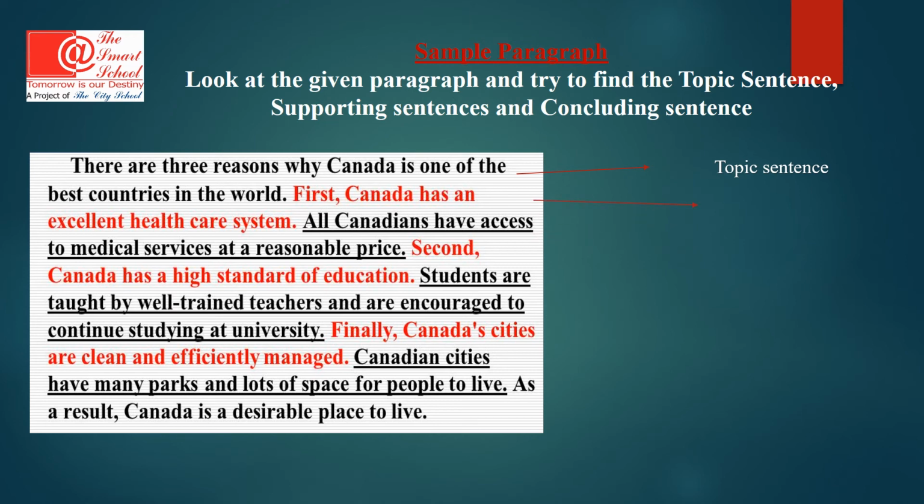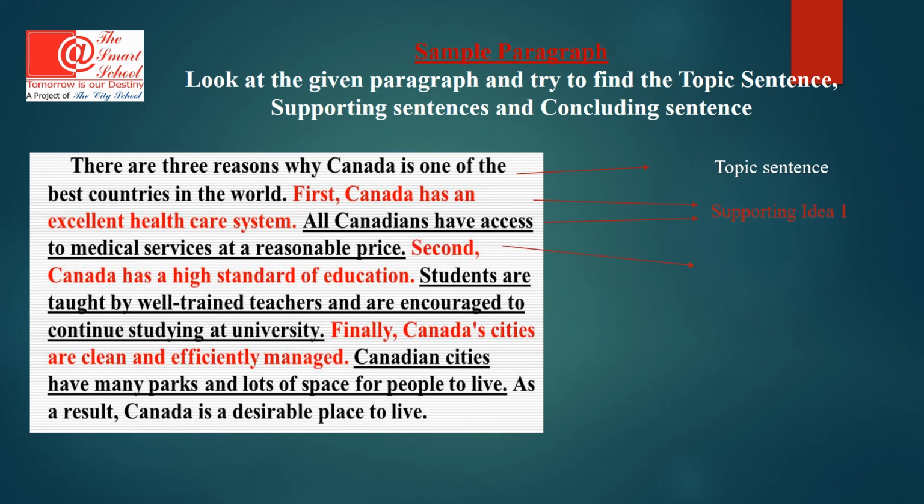First, Canada has an excellent healthcare system and all Canadians have access to medical services at a reasonable price. Now these are the first supporting ideas. What is the first reason that makes Canada a great country? Because there is a very good healthcare system and everybody can afford it. So this is the first supporting idea for the topic sentence.